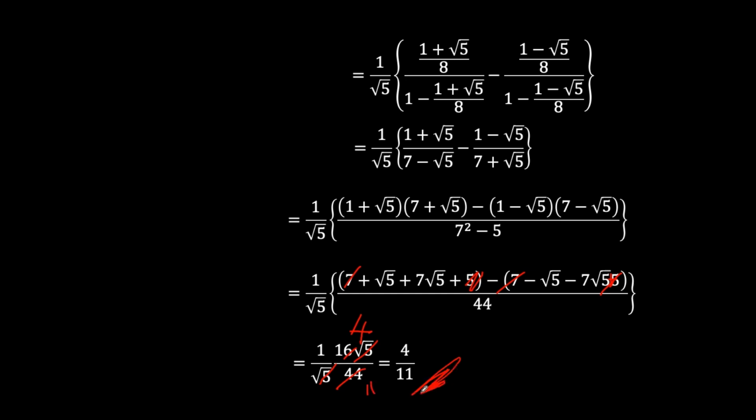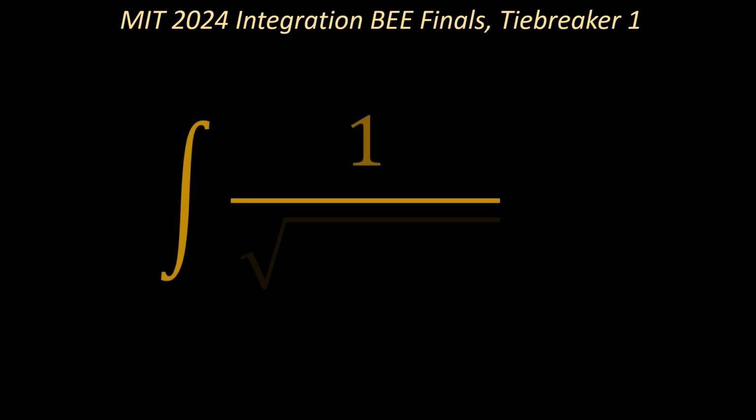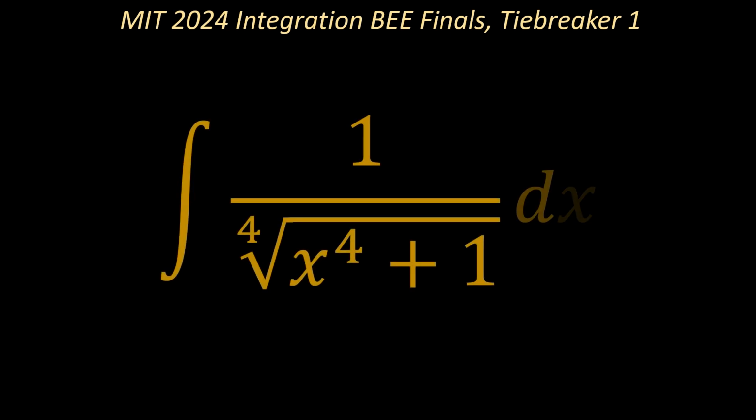So it's certainly a very interesting problem. So on to the tiebreaker problems. Tiebreaker problem number 1 of the MIT 18.01 integration bee finals, which is the indefinite integral of 1 over the fourth root of x to the power 4 plus 1.